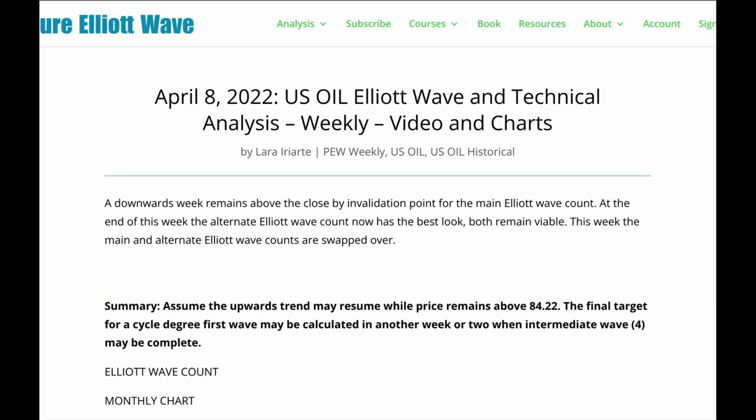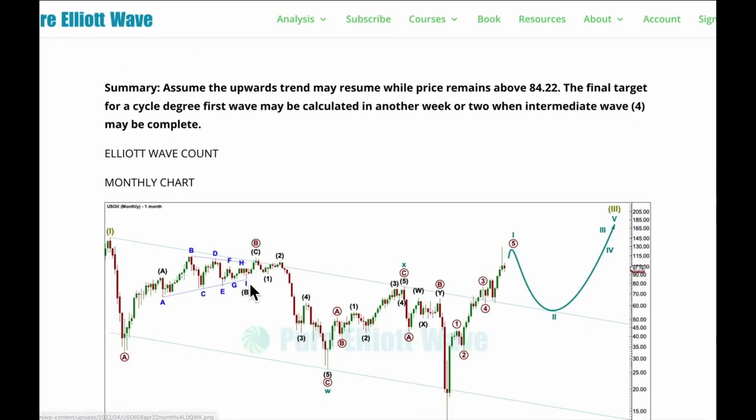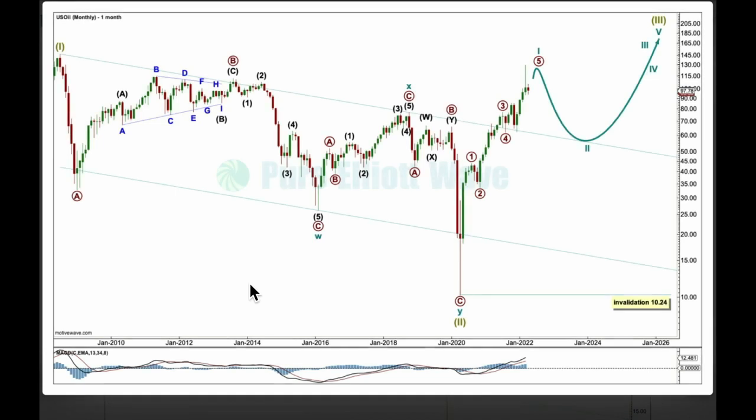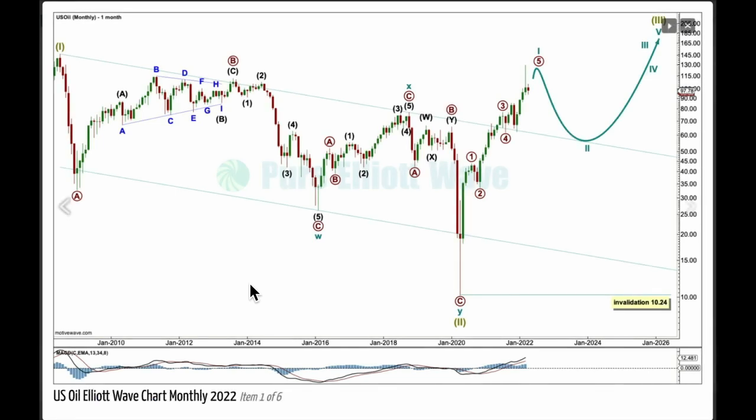Assume the upward trend remains intact now while price remains above 84.22. The final target will be calculated when I can see intermediate 4 again complete. I'm swapping over the main and alternate Elliott Wave counts. I'm expecting it's more likely now that we may get just a little bit more downward movement early next week before that trend resumes. Elliott Wave analysis first, classic analysis last.